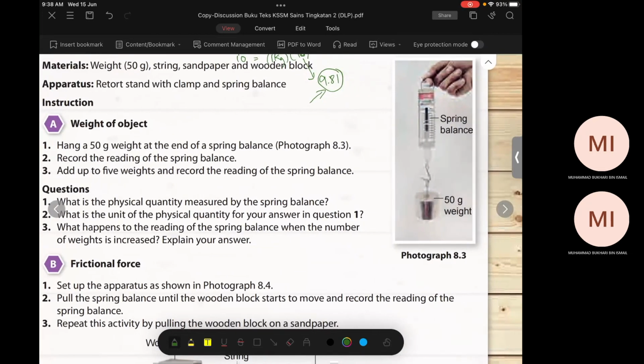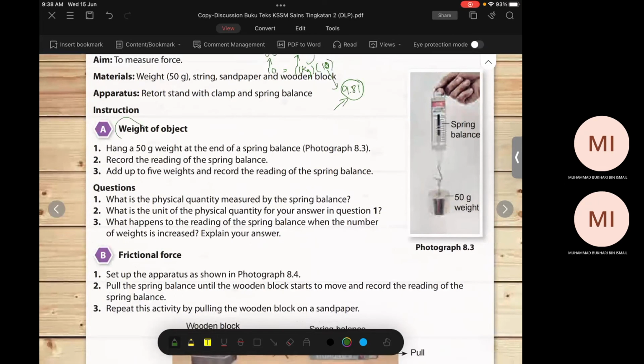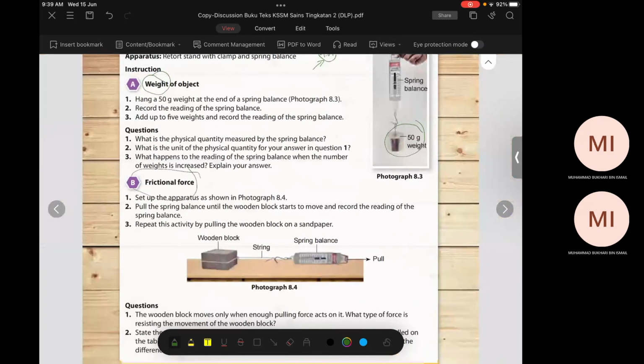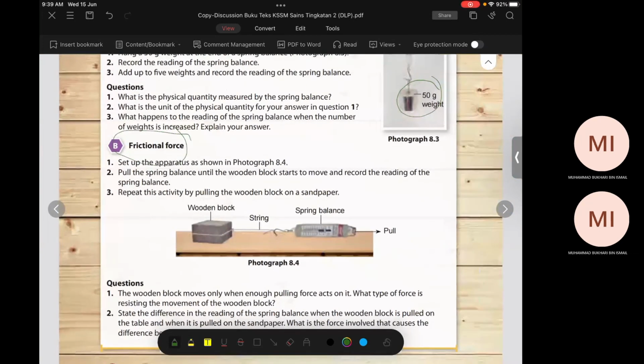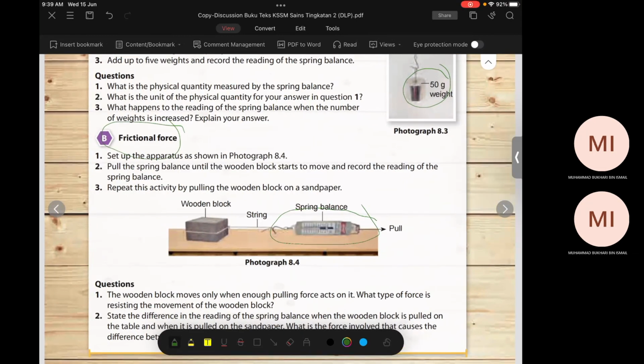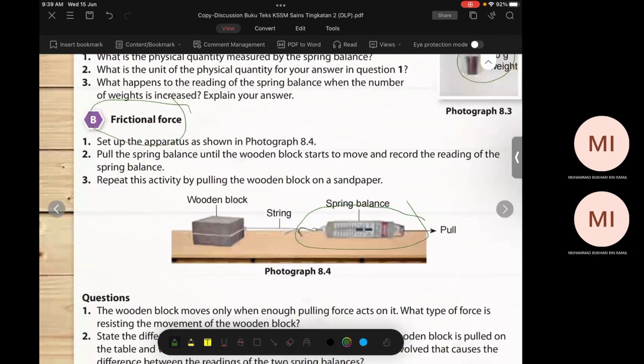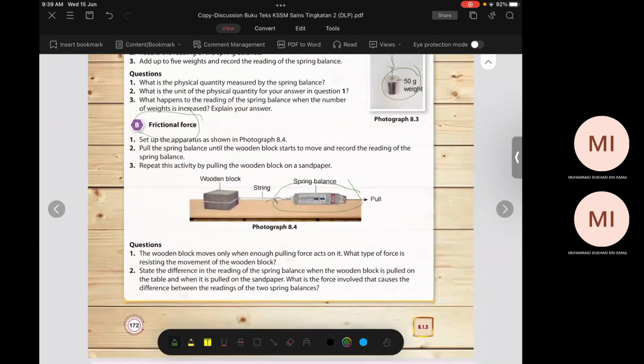Okay, how are you going to measure weight? You just hang the object on the spring balance. We call this spring balance. Hang the object. How do you know the frictional force? Just pull the object horizontally like this. So we'll be able to know what the frictional force is. Get it? Good.